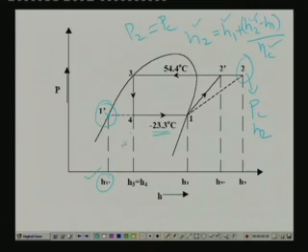And finally, coming to point 4. Point 4 is nothing but the inlet to the evaporator, and what do we know at this point? At this point we know the pressure, and we also know the temperature. But can you find out from this pressure and temperature the enthalpy and the rest of the properties? You cannot, because this is a two phase region.